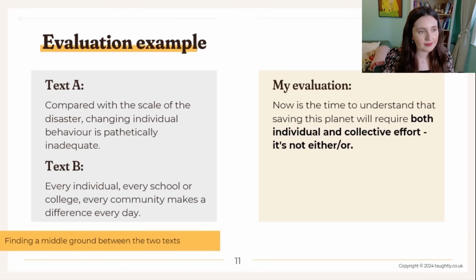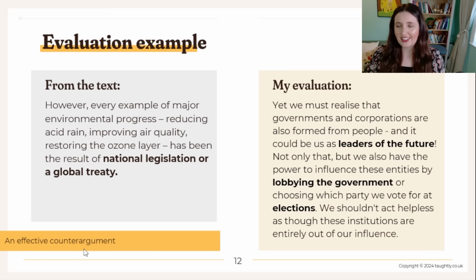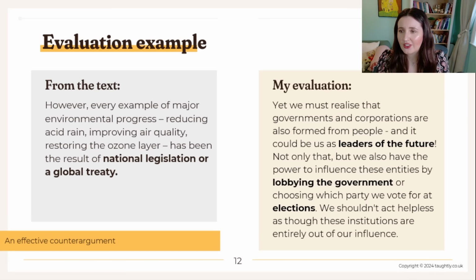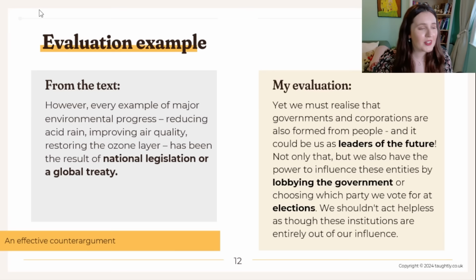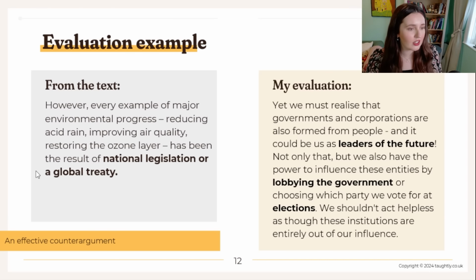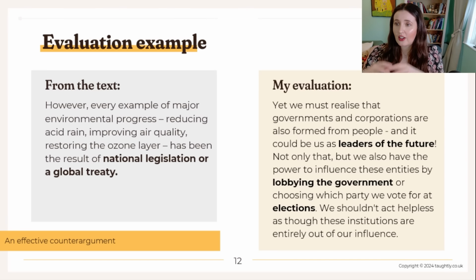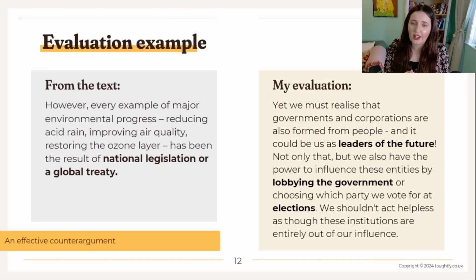I also got an evaluation for an effective counter argument. As I said, this past paper did really want you to argue that young people in schools and colleges can do something to improve the environment. So one of the texts said, however, every example of major environmental progress, reducing acid rain, improving air quality, restoring the ozone layer, has been the result of national legislation or a global treaty. So this idea that actually the only time that we've really made a difference has been when it's been a national law or many countries coming together to create a treaty.